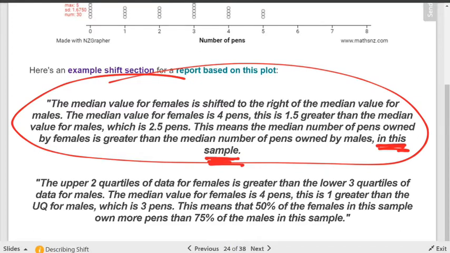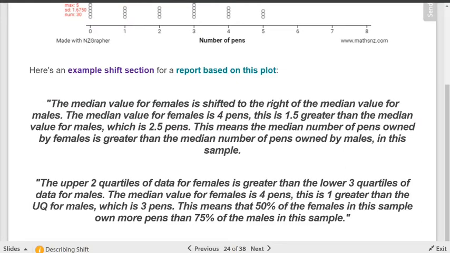Right? Now, it doesn't have to be written exactly like that. Let's look at another one. In this one, they're not comparing the median shift. They're comparing the quartiles. Okay? Another perfectly good example. You do not have to do both. You can do one or the other. You're just talking about shift.